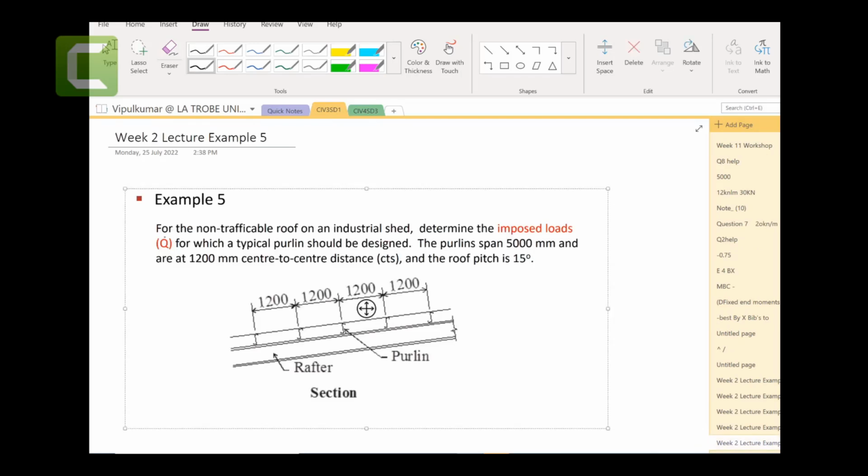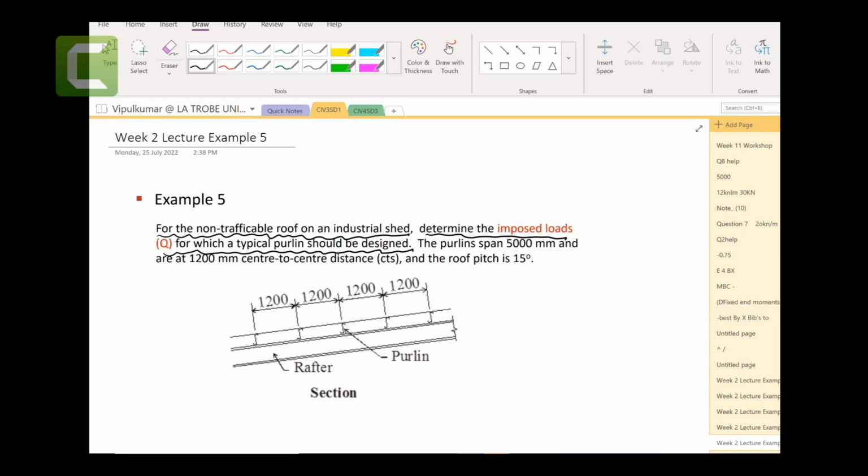Then non-trafficable roof. Non-trafficable roof means, for example, in residential apartments and residential buildings, we will have non-trafficable roofs. We don't have cars going there. There is no car park. A rooftop car park is a trafficable roof, but this one is non-trafficable. Non-trafficable means we just go for maintenance or something. Determining the imposed load Q for which a typical purlin should be designed.